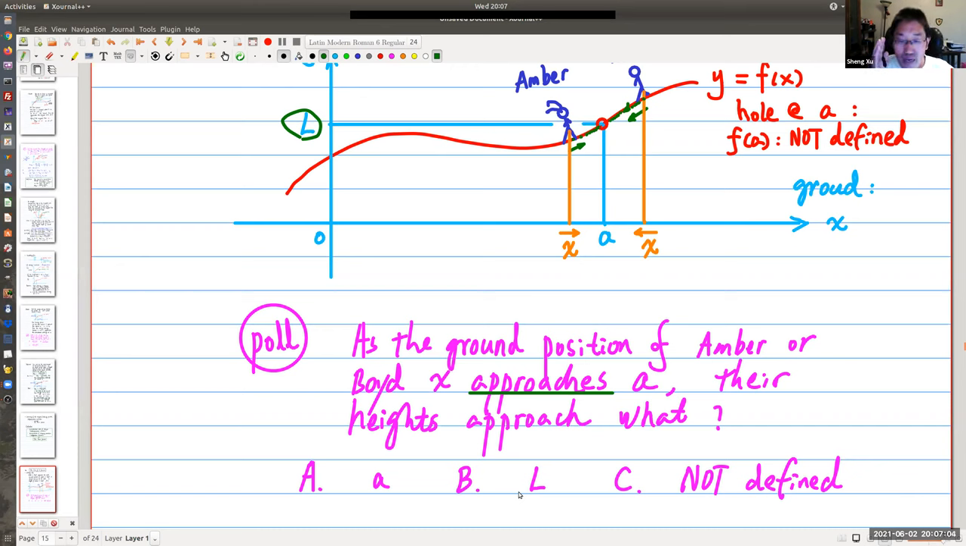When we take the limit, we let X approach A. When we say approach, we don't let X equal A, okay? So I don't blame you if you choose C. But a few of you choose the answer A, probably you read the problem wrong. So I say their height approaches what? It's not their ground position. The ground position X approaches A, right? But the height approaches this L here. So for Boyd, it goes down toward this L. For Amber, it goes up toward this L. Does it make sense to you now?